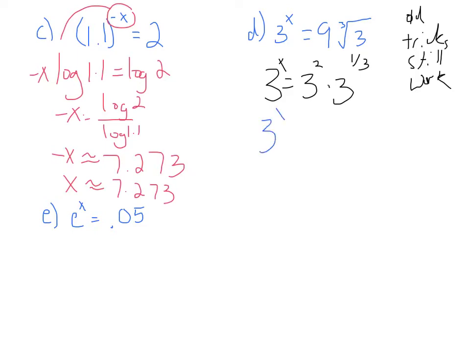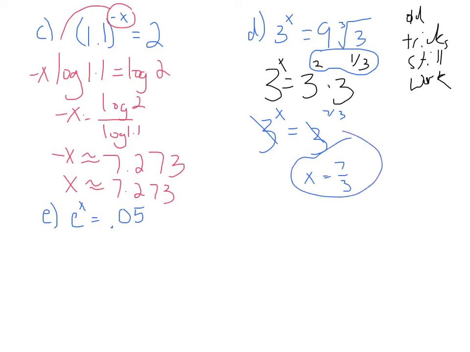Now, can you say bye-bye threes? Well, not yet. You need one 3 on the left and one 3 on the right. Side by side means add them. And 2 plus 1/3 is really 6/3 plus 1/3. That's 7/3. Now you can say bye-bye threes, so x is exactly 7/3. You could have done this to change a base way too. Same answer. All right, now here we go, letter E.